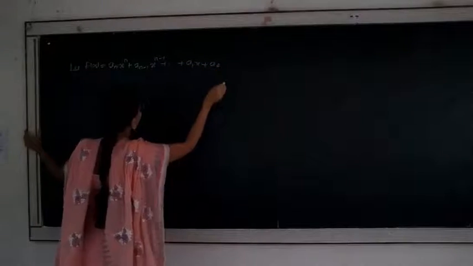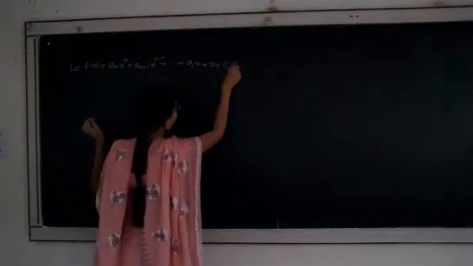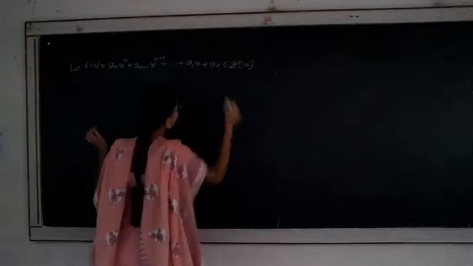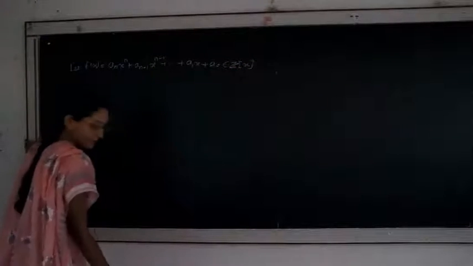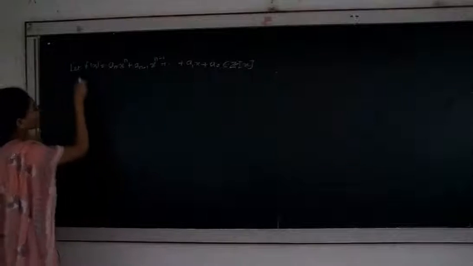Hello students, in the last lecture we have seen the Eisenstein criteria. The criteria was: let f(x) = a_n x^n + a_{n-1} x^{n-1} + ... + a_1 x + a_0 belong to Z[x], meaning this polynomial has coefficients from the set of integers.